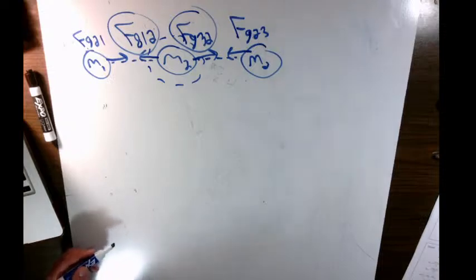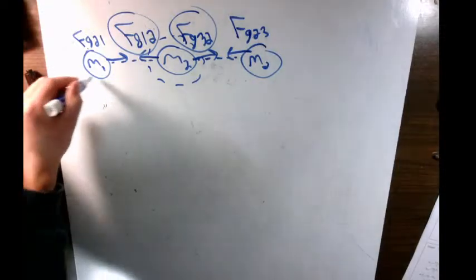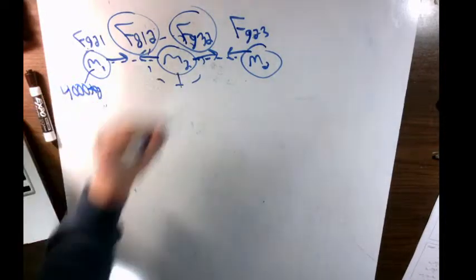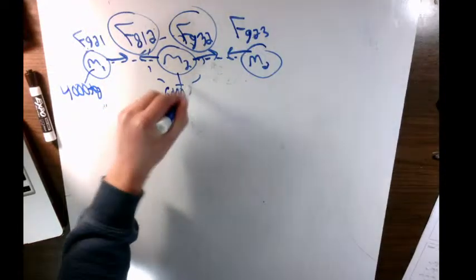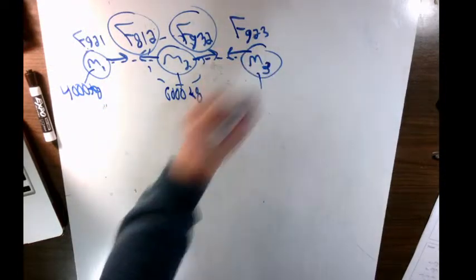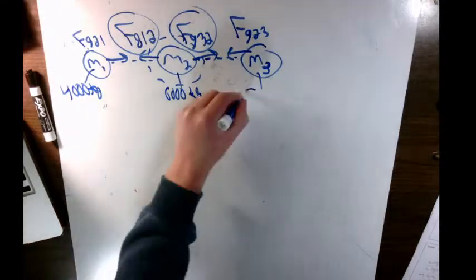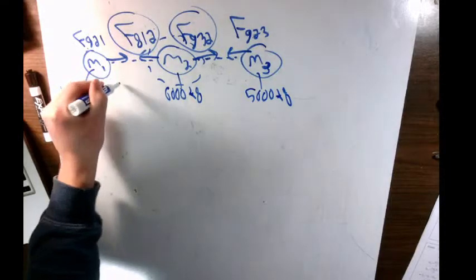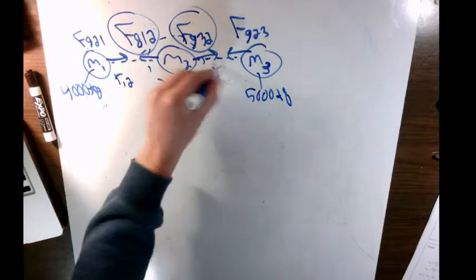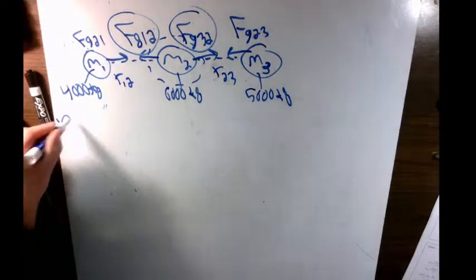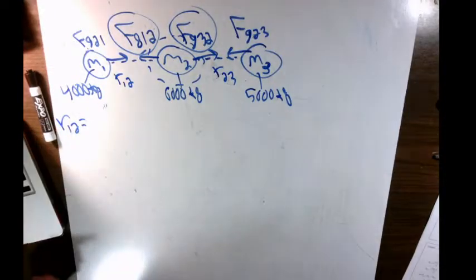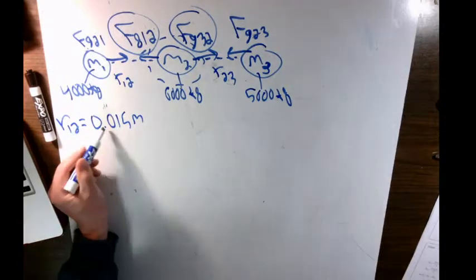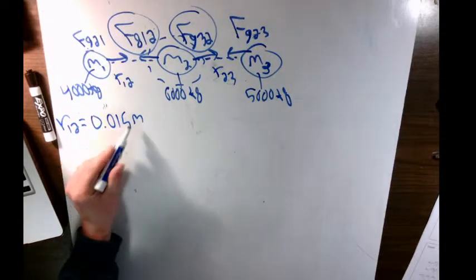So we're given all of the masses. Mass 1 is 4,000 kilograms. Mass 2 is 6,000 kilograms. And mass 3 is 5,000 kilograms. And we have a distance, so we'll call that R12, R23, where the radius between 1 and 2 is 15 millimeters or 0.015 meters, right? Times by 3 we get millimeters, 1, 2, 3.